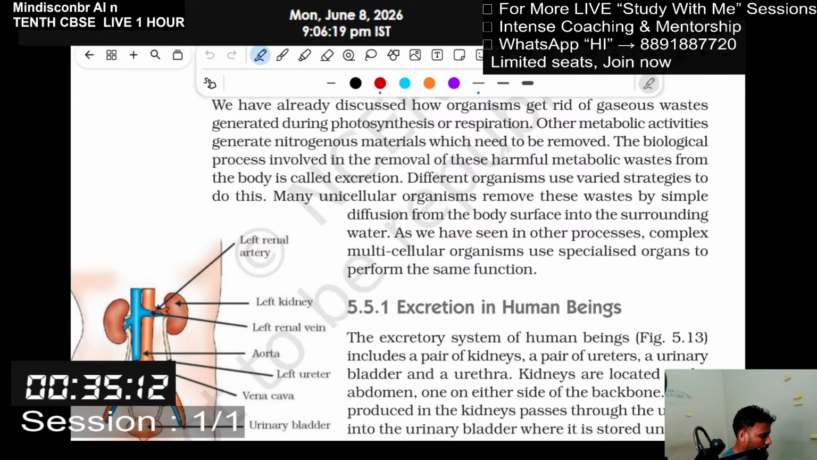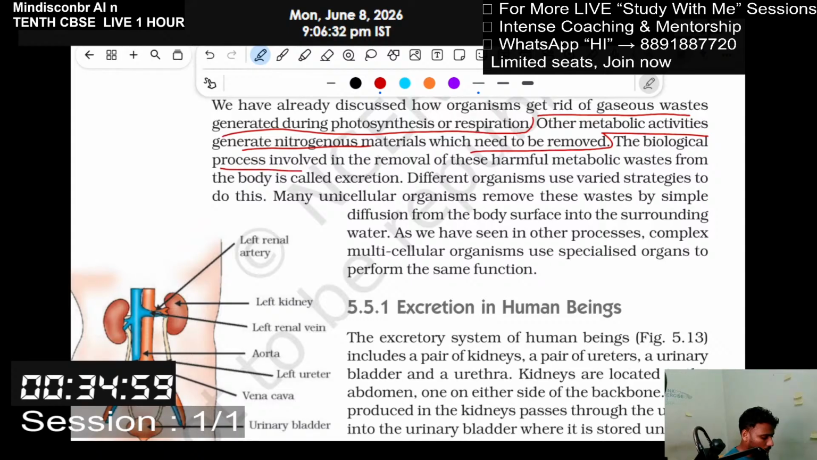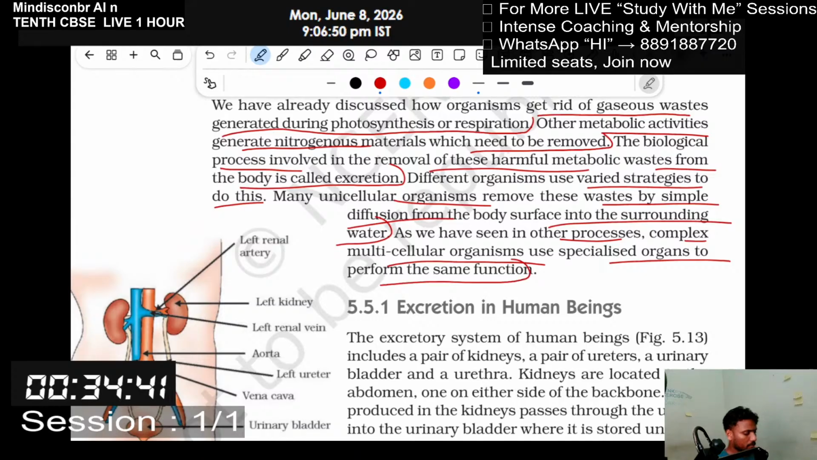We have already discussed how organisms get rid of gaseous wastes generated during photosynthesis or respiration. Other metabolic activities generate nitrogenous materials which need to be removed. The biological process involved in the removal of these harmful metabolic wastes from the body is called excretion. Different organisms use various strategies to do this. Unicellular organisms remove these wastes by simple diffusion from the body surface into the surrounding water. As we have seen in other processes, complex multicellular organisms use specialized organs to perform the same function.